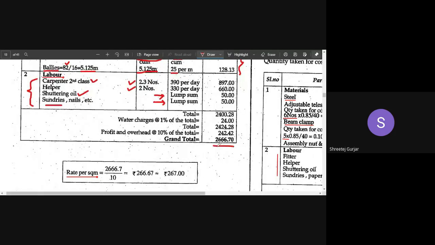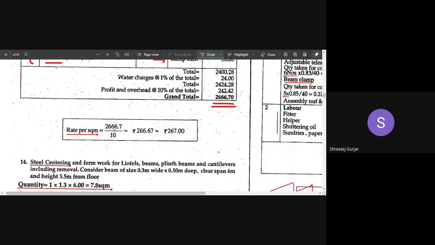Calculate the grand total, divide by the assumption, that is 10 square meters. You will get the rate in meter square. So 267 rupees per meter square is the formwork rate which you are applying, the formwork rate for the soffit of your slab. So this is the rate.